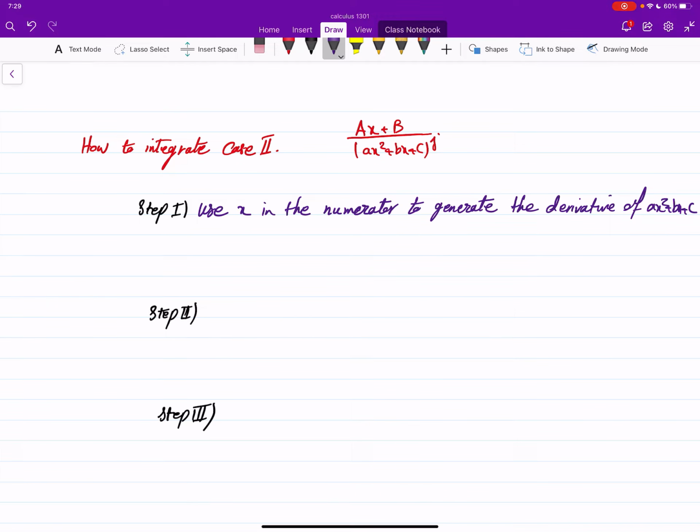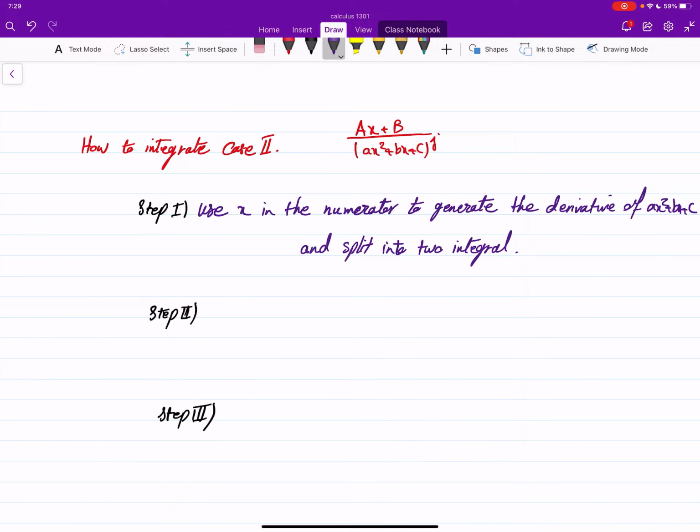And then when you generate that, you split into two pieces. One part has x and the derivative in the numerator, and the other part has just a constant numerator. So you split into two integrals. The first integral, which has the derivative in the numerator, you just go ahead and use u equal to ax squared plus bx plus c.